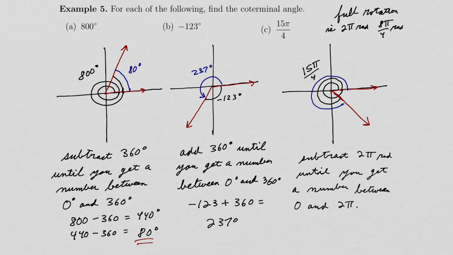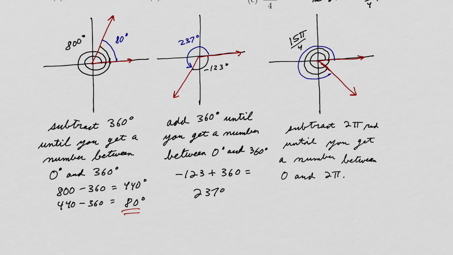Okay, so if I start with 15 pi over 4, I want to subtract 2 pi, but remember that's the same thing. Let's write these so they have the same denominator, the lowest common denominator, which is 4. So 2 pi is the same as 8 fourths pi. And if you work that out, that's going to be 7 fourths pi. And that number is between 0 and 2 pi, between 0 and 8 fourths pi. So this blue angle right here is the coterminal angle, and it's the one we want, the 7 fourths pi.